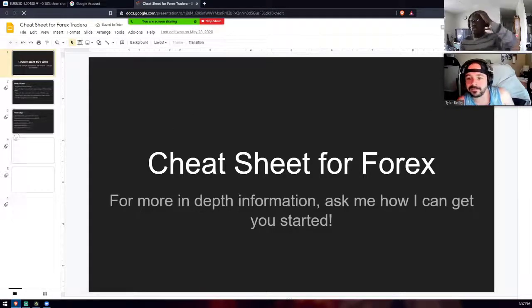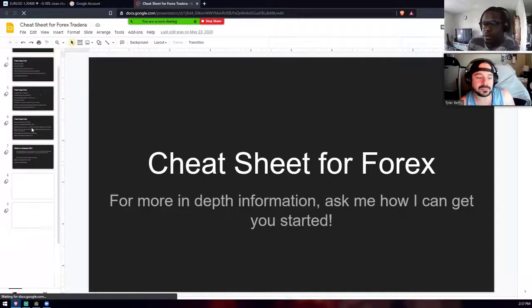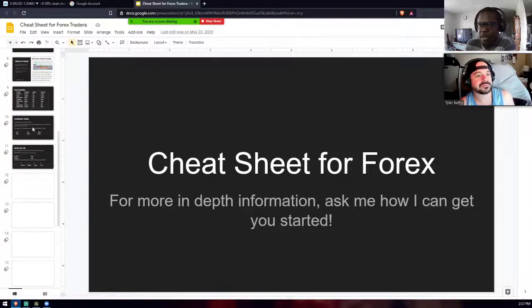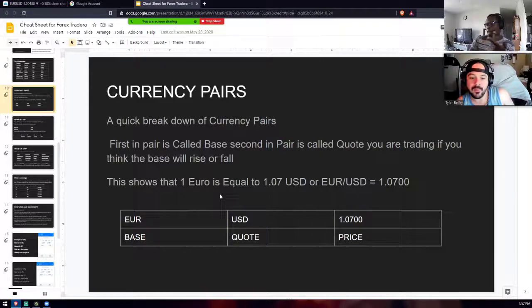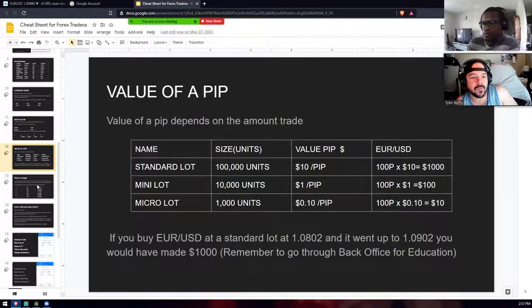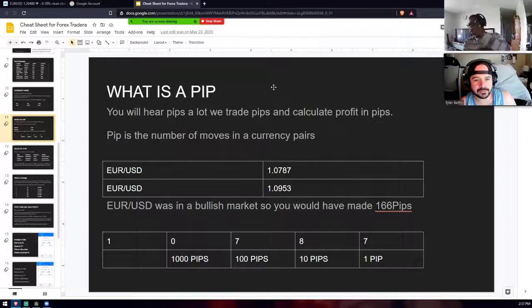So I made this a while back, and it's like a little cheat sheet for Forex. Okay, here we go. So this is basically the value of a pip. And so what is a pip?